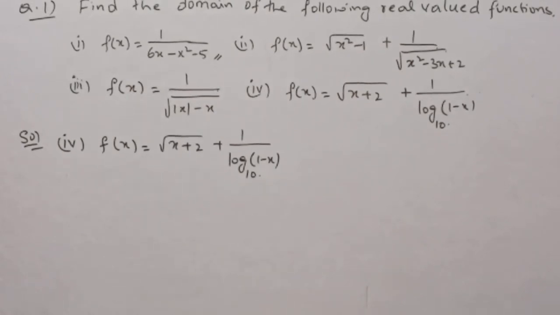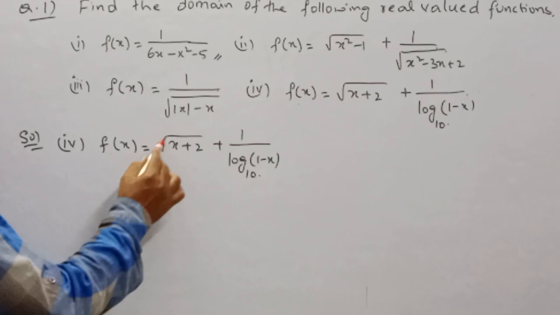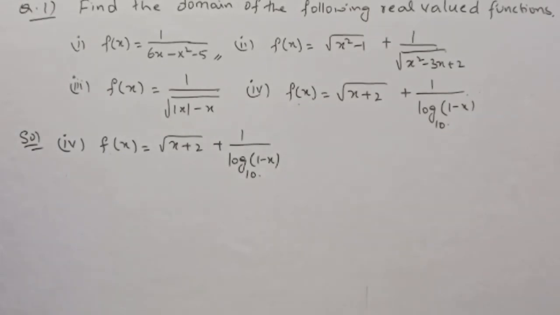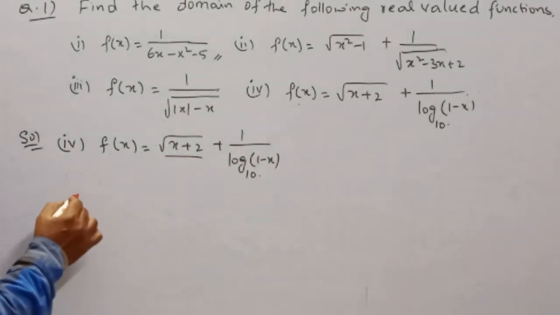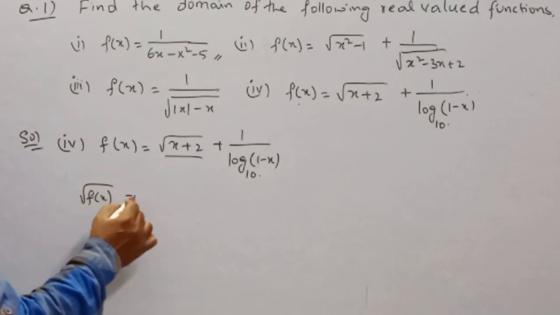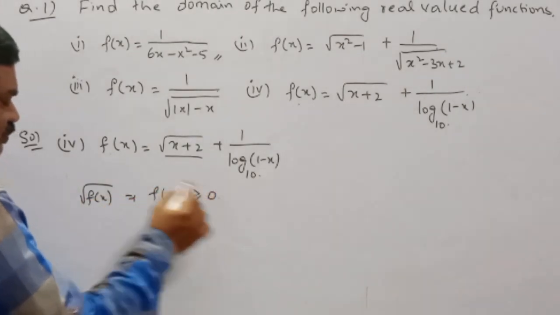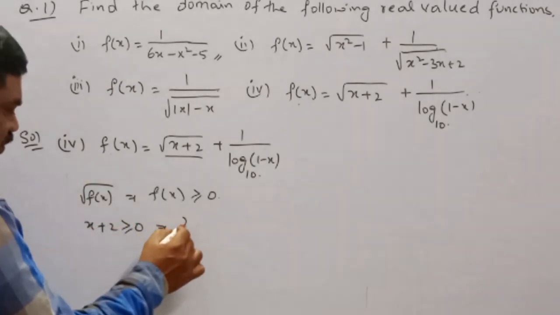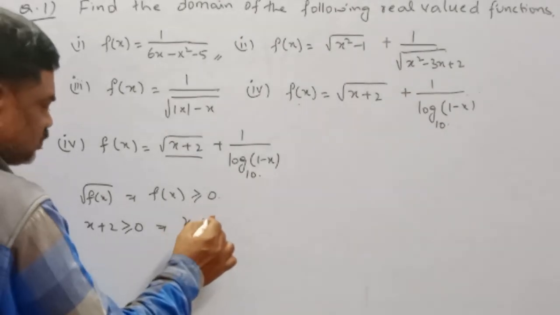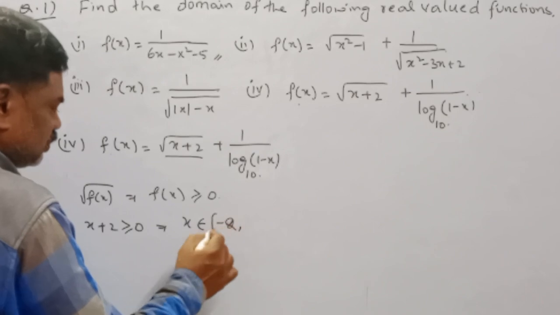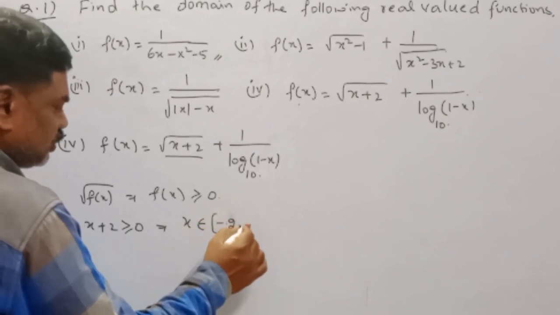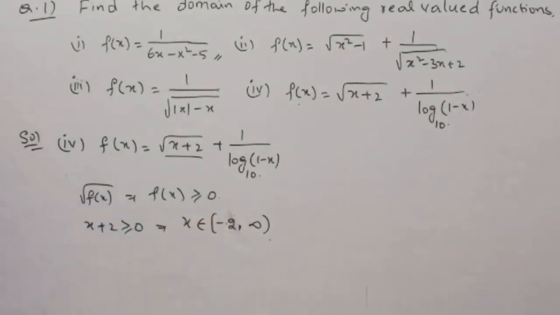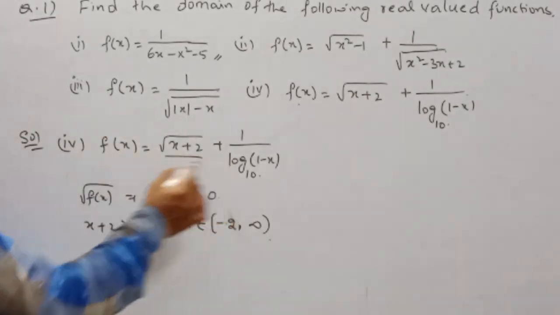Here we have the fourth problem. f of x is equal to root over x plus 2 plus 1 by log 1 minus x base 10. So for this function, if root f of x is there, f of x greater than or equal to 0. That's why x plus 2 greater than or equal to 0 implies x belongs to minus 2 to infinity. Okay, all of you?